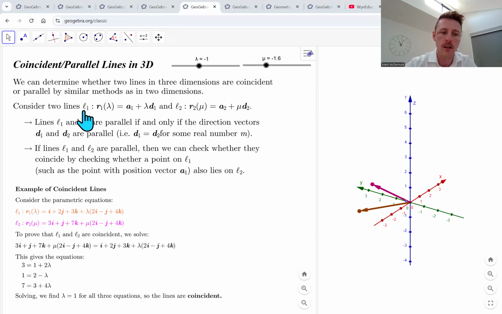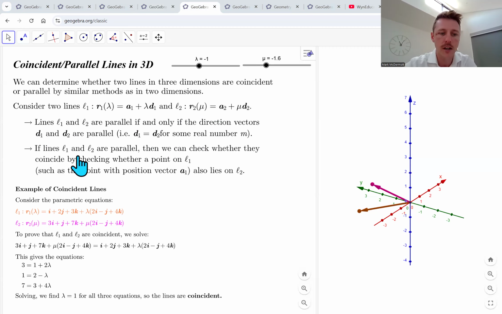So consider two lines L1, which equals R1 of lambda equals A1 plus lambda D1, and L2 equals R2 of mu equals A2 plus mu D2. This is the key point. Lines L1 and L2 are parallel if and only if the direction vectors D1 and D2 are parallel, i.e. D1 equals m times D2 for some real number m. Don't stress too much about that. It just means if D1 is a multiple of D2, then they're parallel.